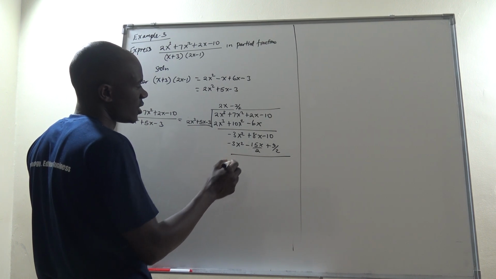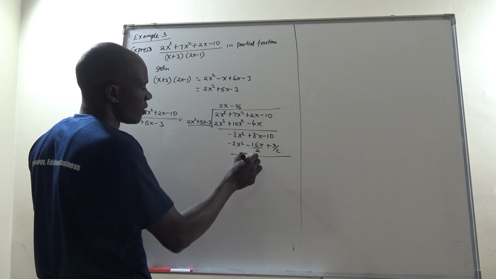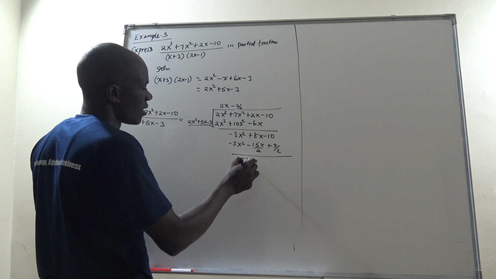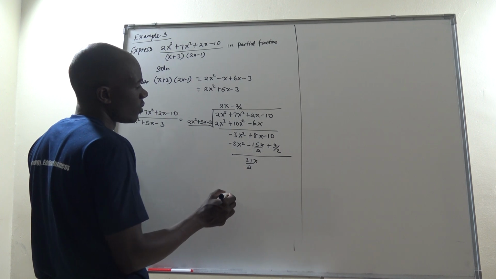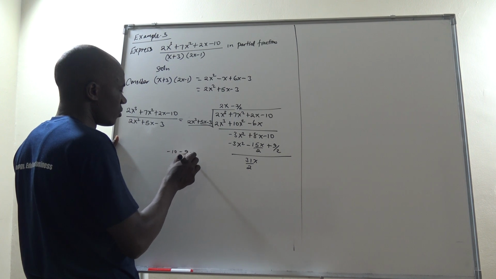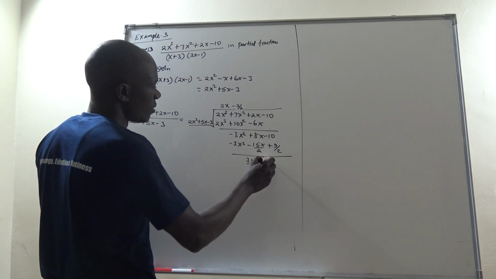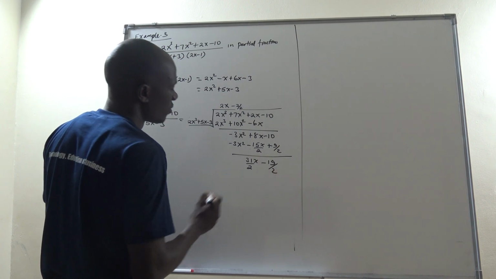8x, get the LCM to be 16. 16 plus that, we get 31x out of 2. We are still subtracting: negative 10 minus 9 out of 2, we get negative 19 out of 2.